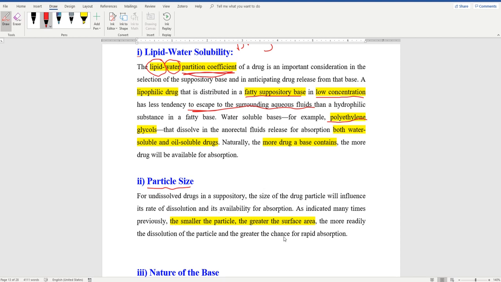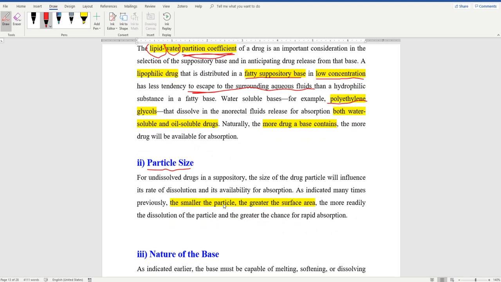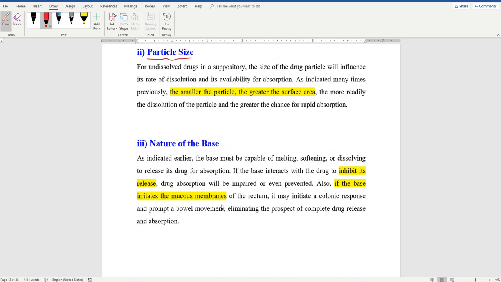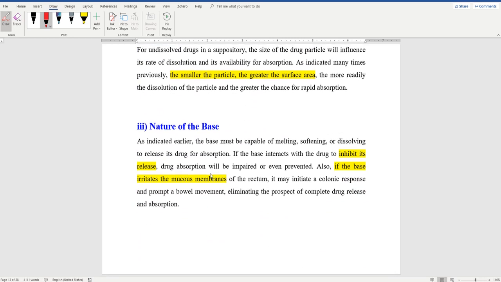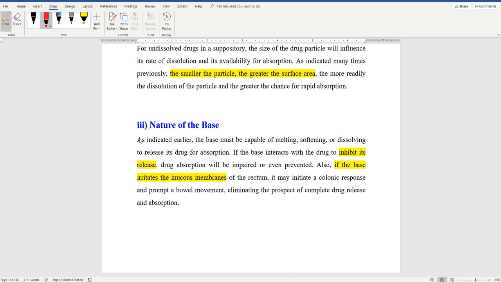So these things you should always understand and remember. Okay? So, if I want to control this factor, which is a physicochemical factor, particle size, then I should use a drug with small particle size. The third factor is the nature of the base. We already talked about the oleogenous base and the water miscible base.